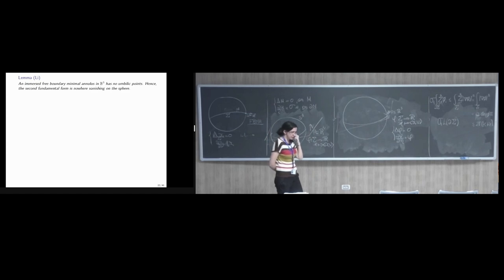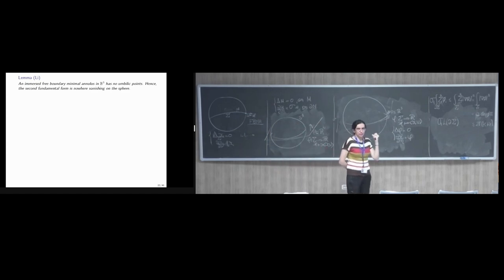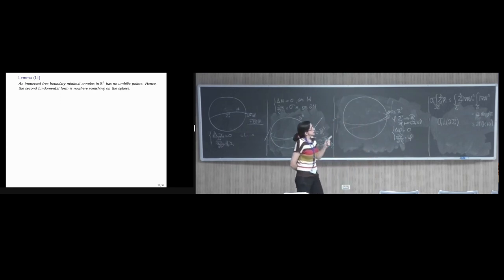Now I remember some facts that are provided by these results. Lee, in the paper about a survey of free boundary problems, proves that if you have a free boundary minimal surface in the ball, the surface has no umbilical points. Why is this important? I will talk with you about that. But this shows that the second fundamental form vanishes nowhere on the surface.